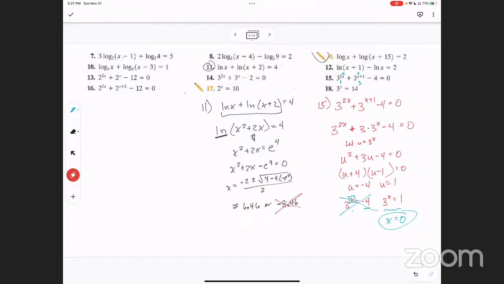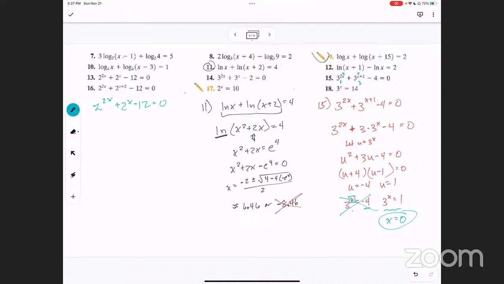Do you have a way to write on this by chance or no? I do not believe I do. Is it possible? You tell me what to write and I'll write it. How about that? Here's the problem: 2 to the 2x plus 2 to the x minus 12 equals 0. Tell me what to do first.